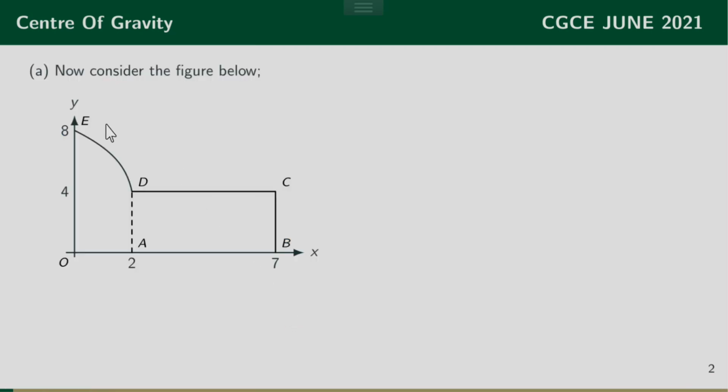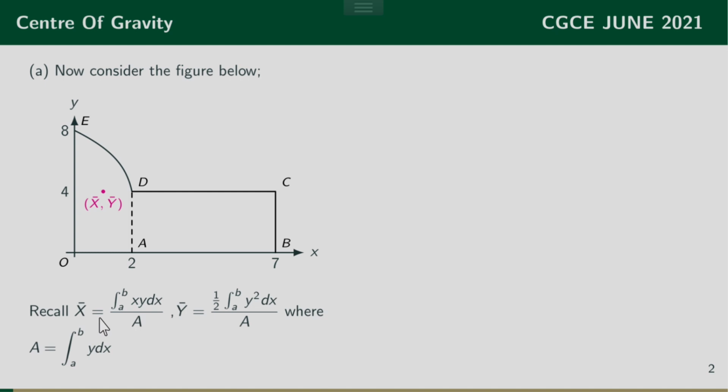So this is the figure we have, and let me assume that the centroid, or the center of mass, of this first shape is somewhere around here, and let's call that x bar, y bar. There are a couple of formulas that we need to recall when we want to find the centroid using integration or by calculus. X bar is equal to the integral from a to b of xy dx divided by A, and y bar is equal to half of the integral from a to b of y squared dx divided by A, where A, of course, is the area of that shape.